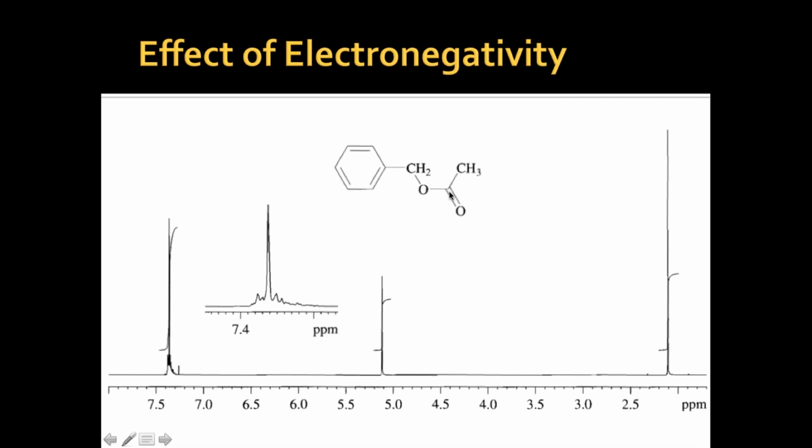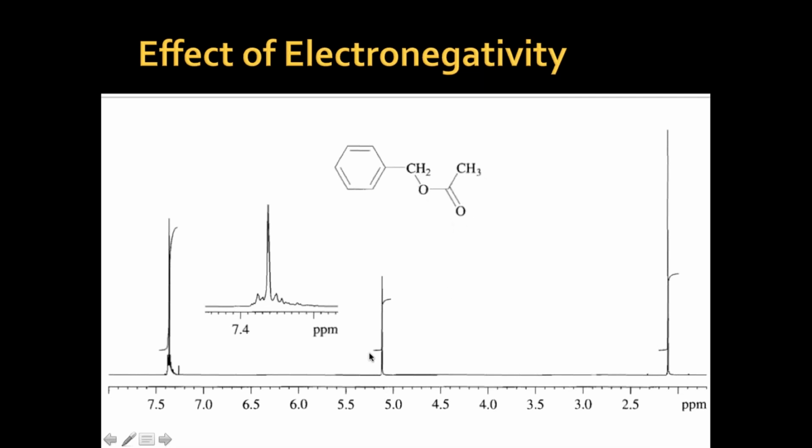So n+1. What is the value of n? 0, because there is no proton. So n+1, 0 plus 1 is only 1. So it will be only a singlet. Understand? There is no proton on the carbon next to the methyl group. So there is no coupling. The number of hydrogens next to the methyl group is 0, so n is 0, and n+1 means 0 plus 1, which is equal to 1. 1 means singlet. So this singlet near 2 belongs to the methyl group.